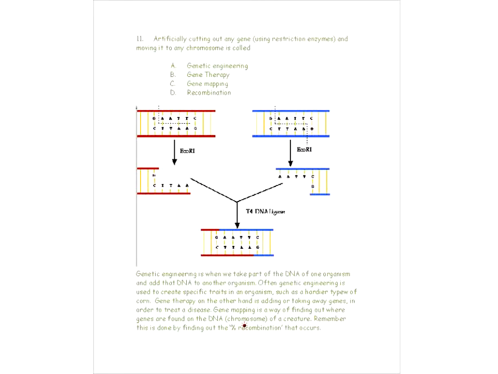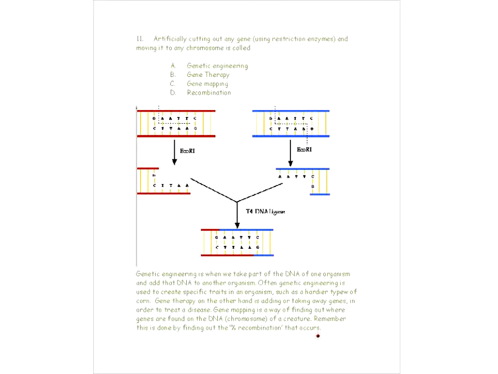Gene mapping, on the other hand, is finding out where genes are found on DNA, in other words, the chromosome of an organism. And remember, this is done by finding the percent recombination that occurs. You might remember that we looked at the different percentages, and then using those percentages, we can put together a prediction of where the genes are on that chromosome or on that piece of DNA. We did that in one of our lessons. Okay, so that's gene mapping.